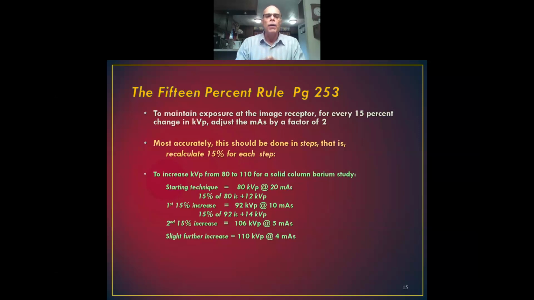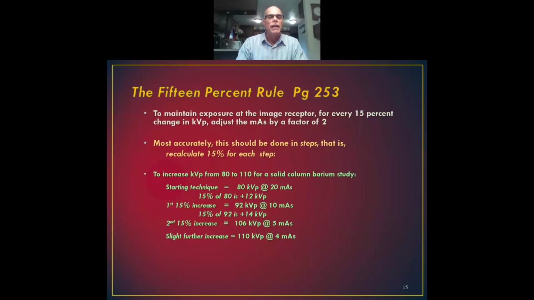So it says most accurately, this should be done in steps. That is, recalculate 15% for each step. To increase kVp from 80 to 110 for a solid column barium study, you start with your original exposure, 80 kVp at 20. So we're going to start changing our kVp. We want to get it up. We're going from 80, we want to get it to 110. So the first one, we're going to do it in a step.